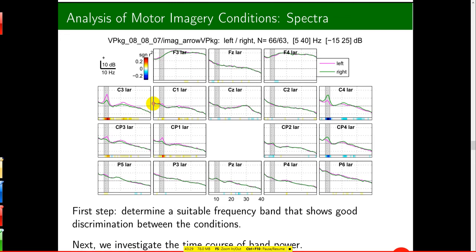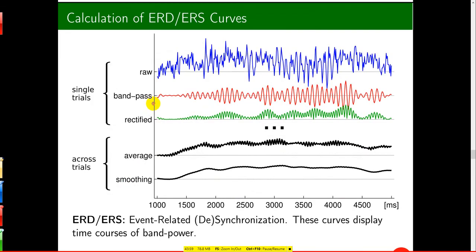Alright, so the first step is to determine a suitable frequency band that shows good discrimination between two conditions. Another question, when? Right? In time, this happens. Suppression or increase in the power spectrum. Okay, how do you obtain, quantify this increase and decrease in signal power? It is as follows, right?